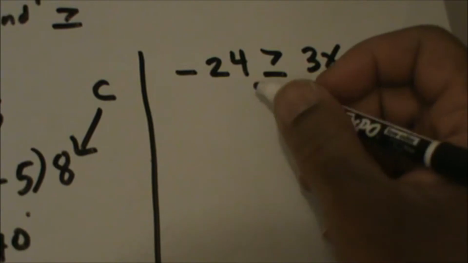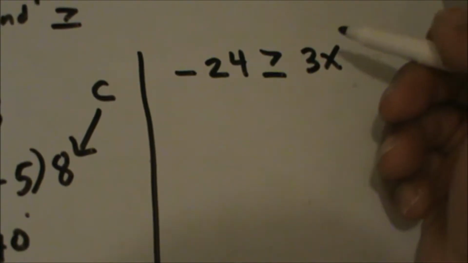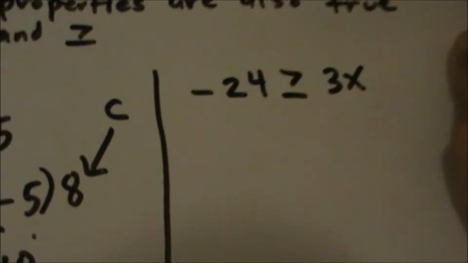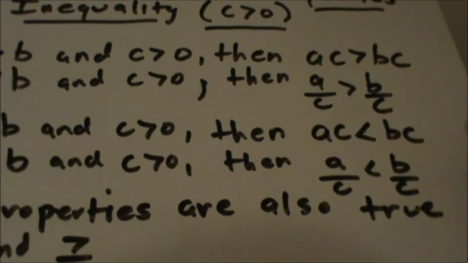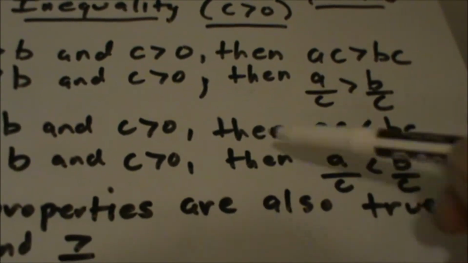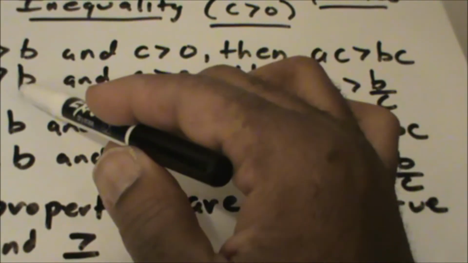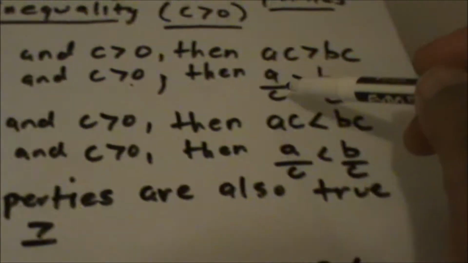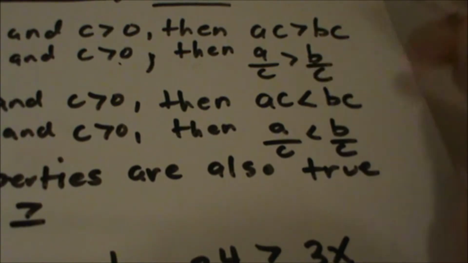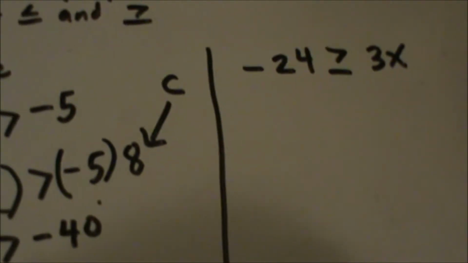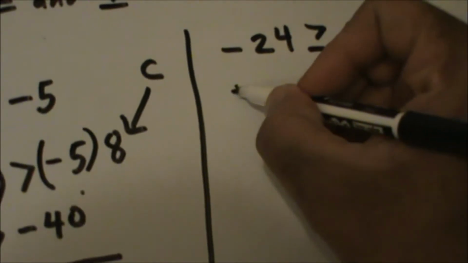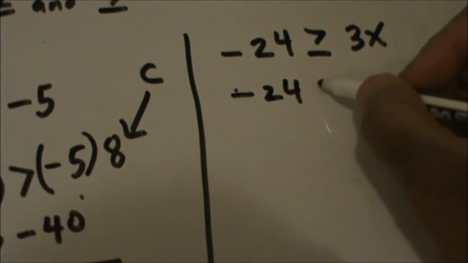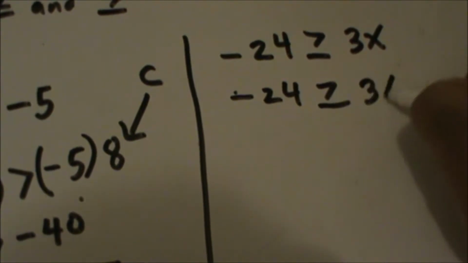Now in this one, we're going to divide on both sides, so it fits the division rule, which is if A is greater than B and C is greater than 0, then we divide on both sides by C. We're going to do this right now. So I'm going to write negative 24 just to illustrate dividing one more time.